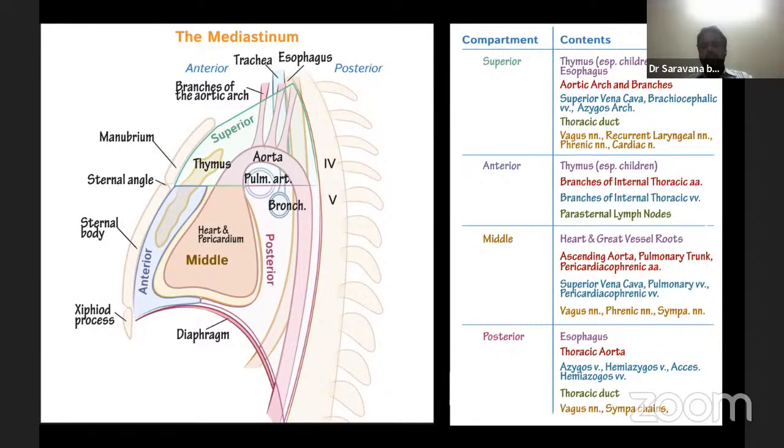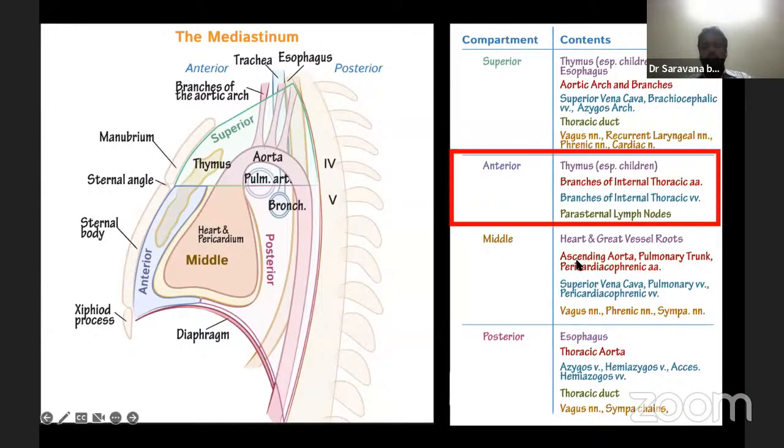So the posterior part of the mediastinum mostly contains the nervous structures like sympathetic chains, vagus nerve, esophagus, thoracic aorta, and hemiazygos veins and thoracic duct. So today our main topic of concern is the anterior part of the mediastinum that includes the most important structure, the thymus, which is especially the most common cause for any benign or malignant tumors in children as well as in the adult.